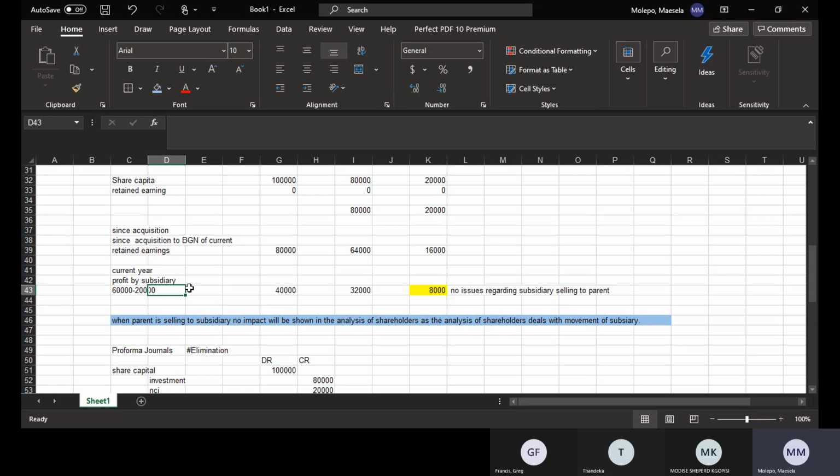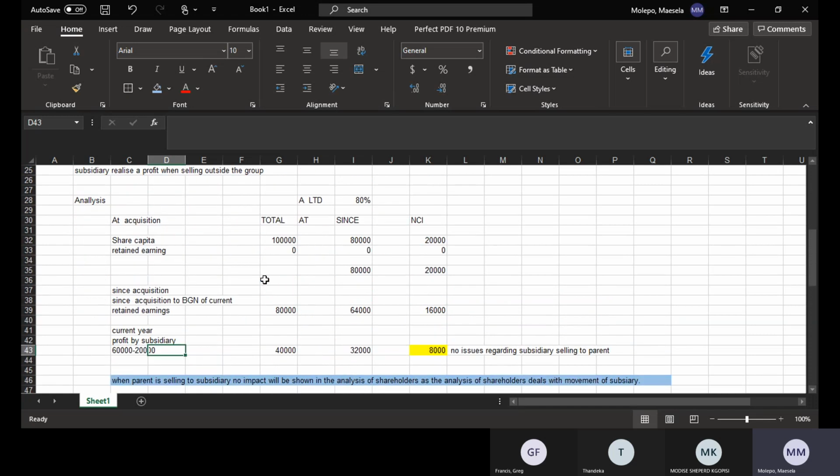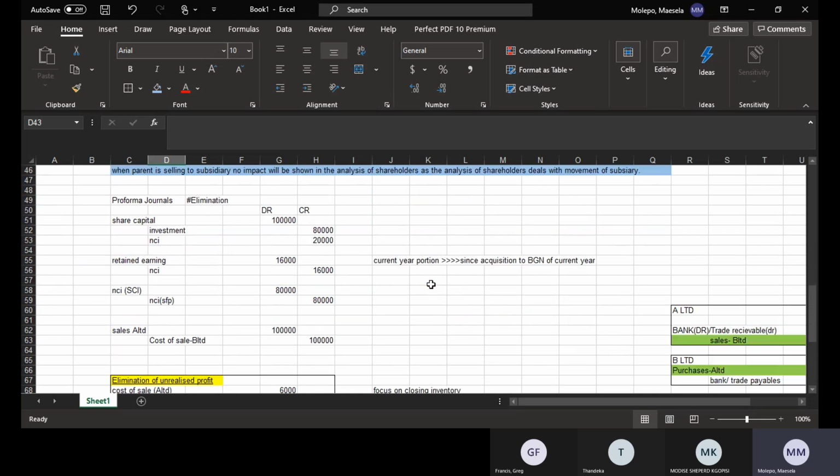So we're also again going to start with our analysis of the shareholders, which normally will look the same, except the only portion that is going to have an impact will be here. The current year portion here is the only place where there will be a difference.